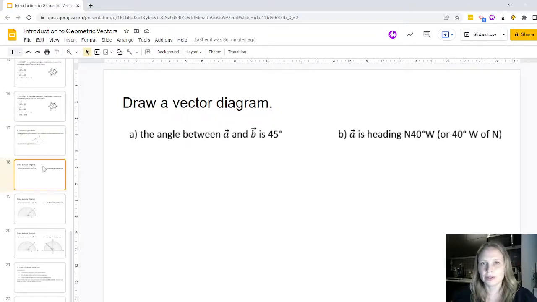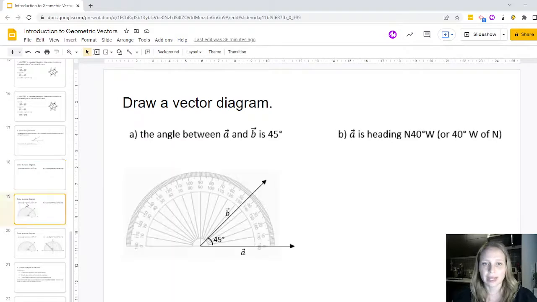So one way we can describe it is we can just say the angle between vectors A and B is 45. And to draw that, you would actually need a compass. You would start by drawing vector A, measure out 45 degrees, and draw back vector B. Because position doesn't matter, we could rotate this picture around the screen, but the distance between A and B would always have to measure 45 degrees.